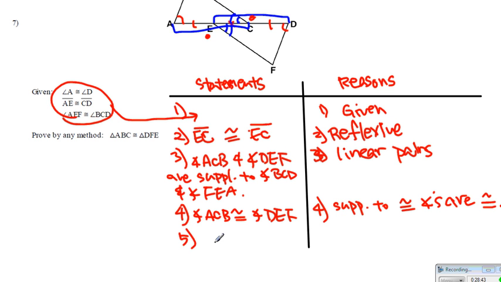Then number five, we can say triangle ABC must be congruent to triangle DFE. And reasoning would have been angle, side, angle.